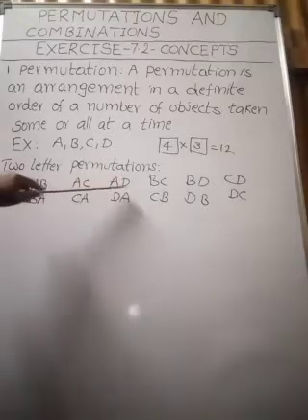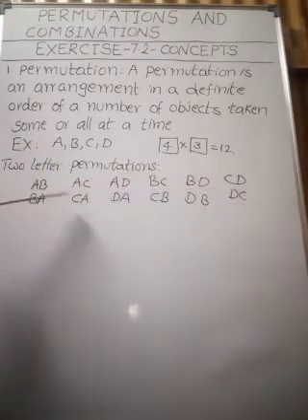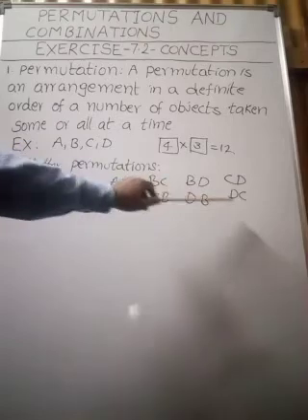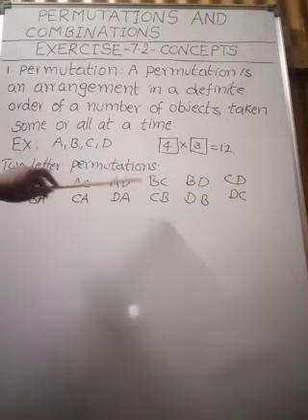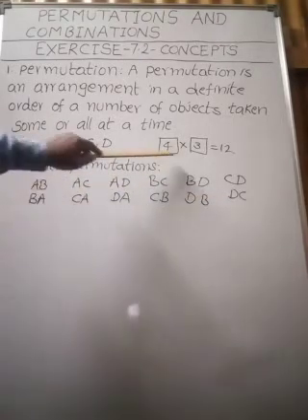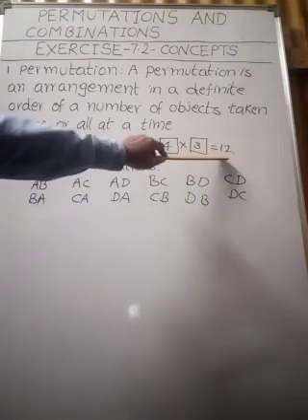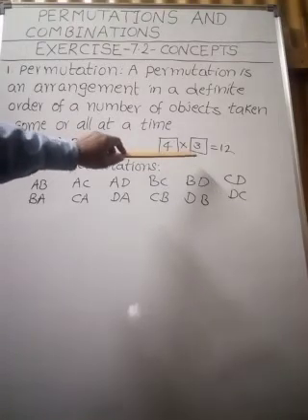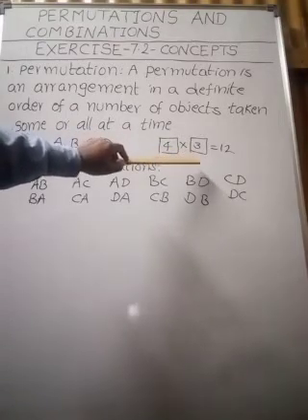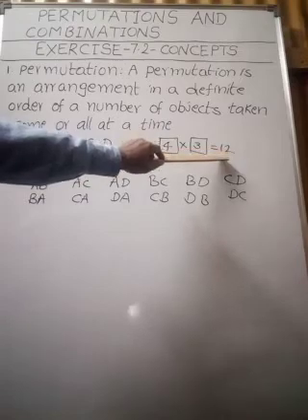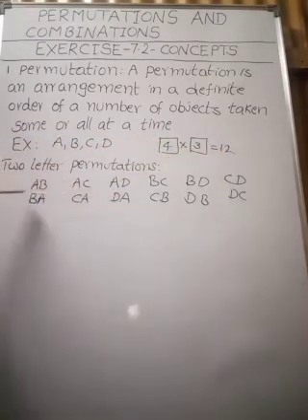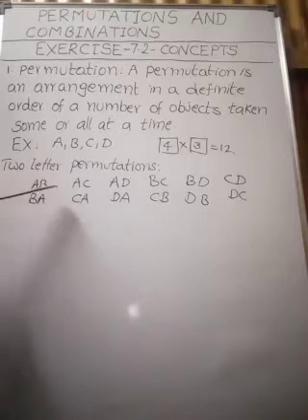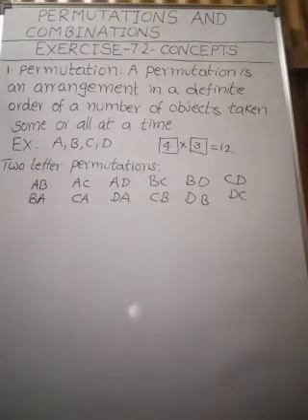Now count how many arrangements, how many permutations we have got. 1, 2, 3, 4, 5, 6, 7, 8, 9, 10, 11, 12. In the previous exercise we counted without writing this list, by using the fundamental principle of multiplication. Okay, my children, understood this point? So how many two letter permutations are formed? 12. Understood this point, my children?